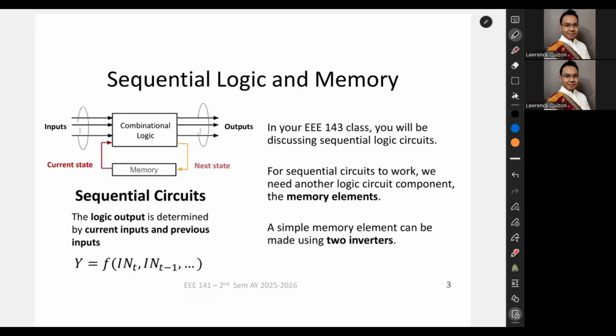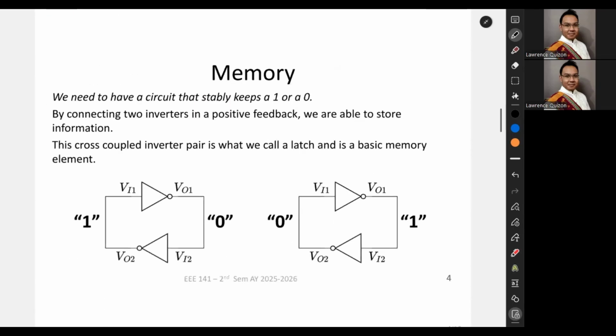Logic is kind of nowadays not really that exciting. To make computers, to make everything that is useful, that is digital, we need memory. So a simple memory element is made using two inverters, which we have been talking about so far, right? So for memory, we need to have a circuit that can keep a 1 or a 0. That's a digital signal, no?